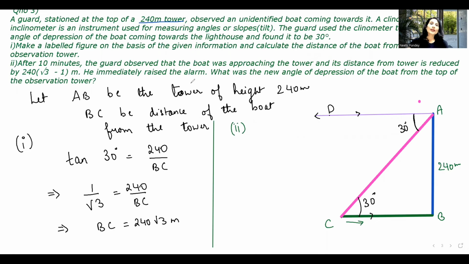And its distance from tower is reduced by 240 into root 3 minus 1 meters. तो उससे ये देखा कि जो distance है ना टावर से, वो अब 240 into root 3 minus 1 ही रह गया है. Somewhere, suppose he reached somewhere here and the distance has reduced. Now, according to the question, what was the new angle of depression of the boat from the top of the observation tower? So हमें नया angle of depression find करना है. तो पहले draw कर लेते हैं.